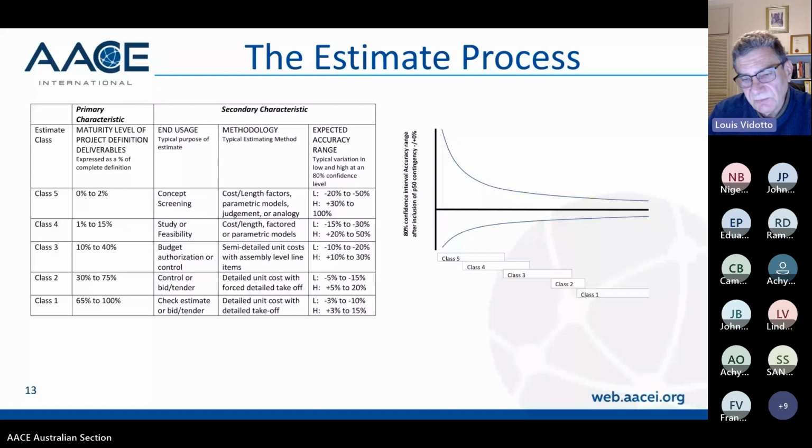We talk about a definitive estimate, where you've probably got a fair amount of definition on the quantities. You've probably bought a lot of the equipment already, or at least contracted it, and you've got some experience in the field. And then that's reflected in the range, the expected accuracy range. So your contingency starts to get less, but with more confidence that you're going to meet whatever the estimate comes up with. Class 1 is really a check estimate or a bid or a tender.